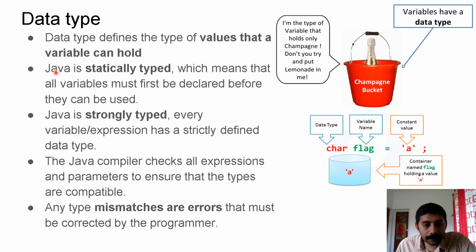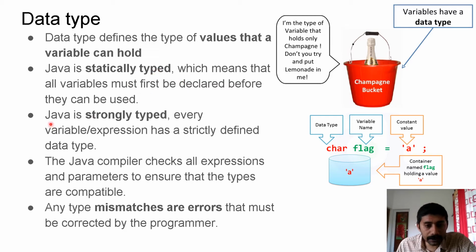Java is statically typed, which means all the variables must be first declared before they can be used. In some languages you can use variables without declaring them in the beginning. But in Java that is not allowed. You have to declare a variable explicitly stating its data type in advance. That's why we call Java statically typed.